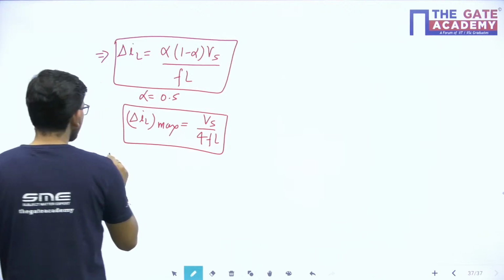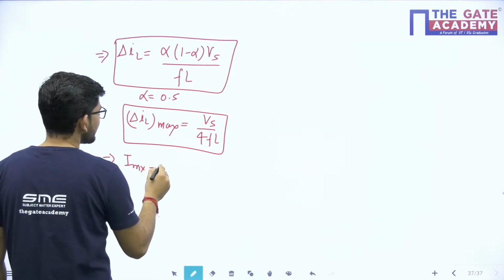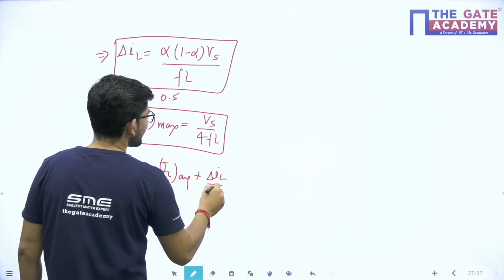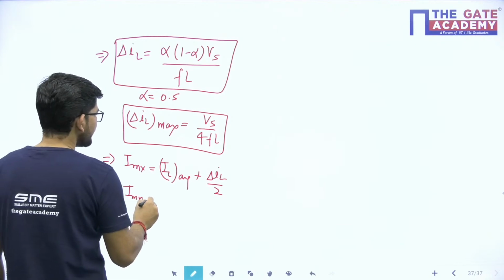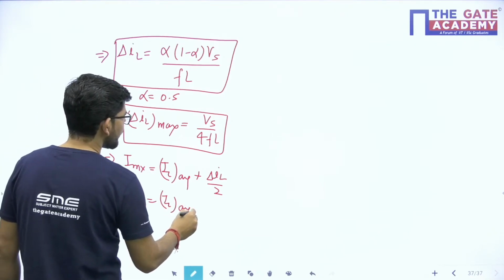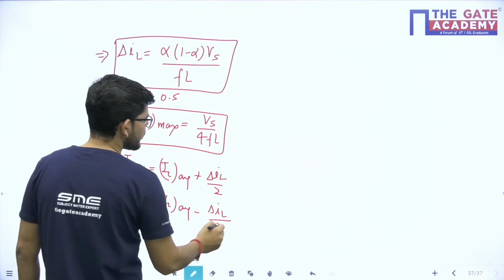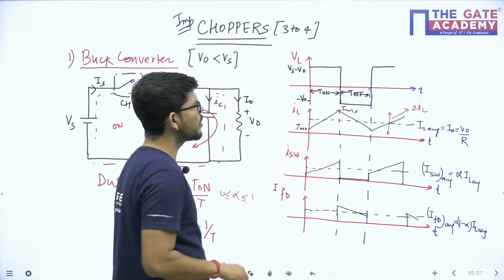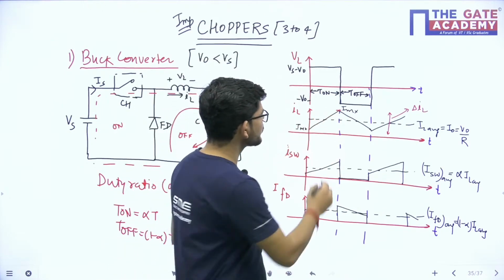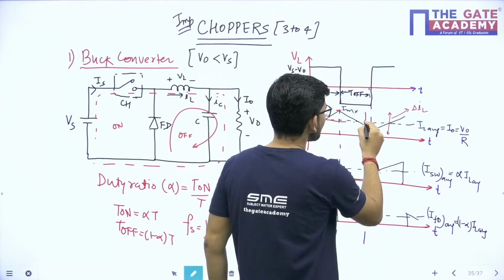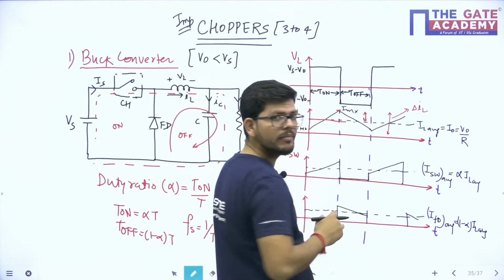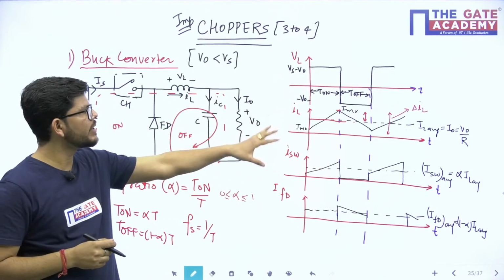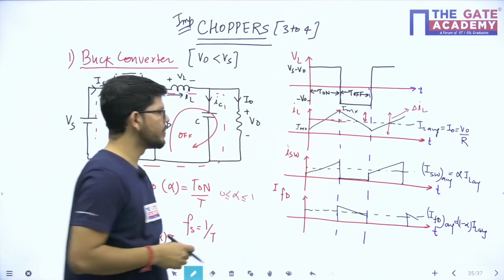Now you can calculate I max. So I max will be equal to IL average plus del IL by 2, and you will calculate I min, which is equal to IL average minus del IL by 2. How do you calculate these? See, if you want to calculate this particular value I max, it will be equal to this average value plus this amount, del IL by 2. So when you add the average value plus del IL by 2, you will get I max. When you subtract, you will get I minimum.